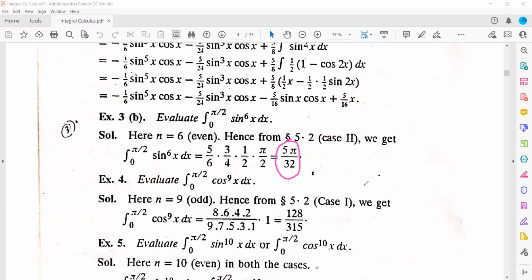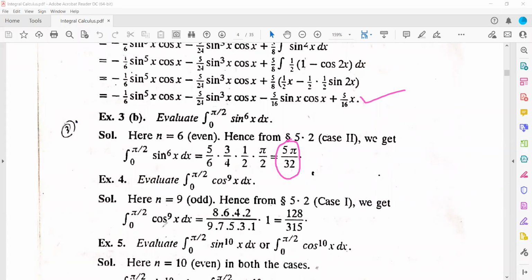So you are getting 5 pi by 32. So see, in a single line, you will be able to get the answer of the integral 0 to pi by 2 sine to the power 6 x dx. But if you don't know this Wallis formula, to get the result you first need to find the integration of sine to the power 6, and then put the limits 0 to pi by 2. So it will become a very tedious job. It will become very difficult, no? But if you know the Wallis formula, even in a single line, you will be able to find the value of the integration.